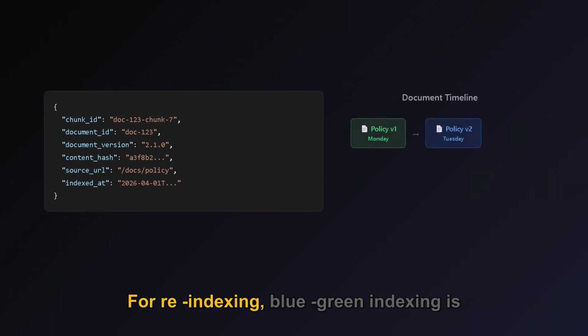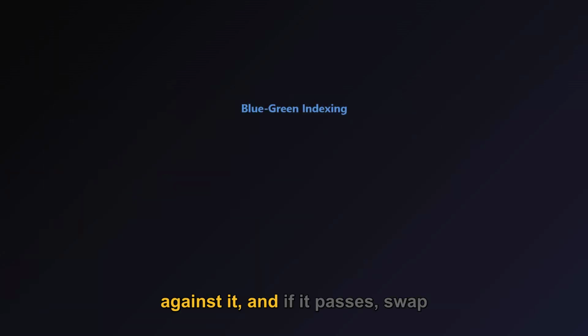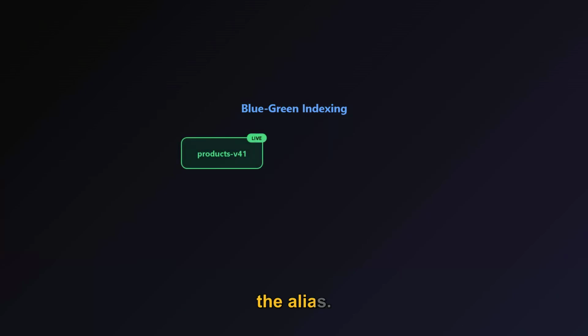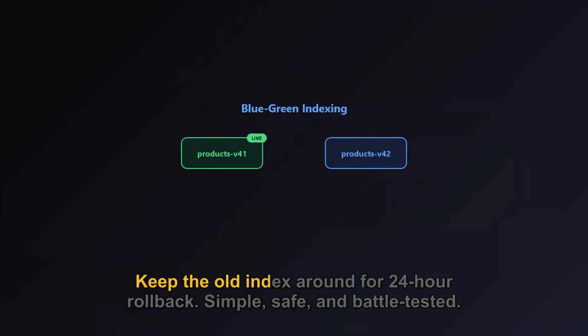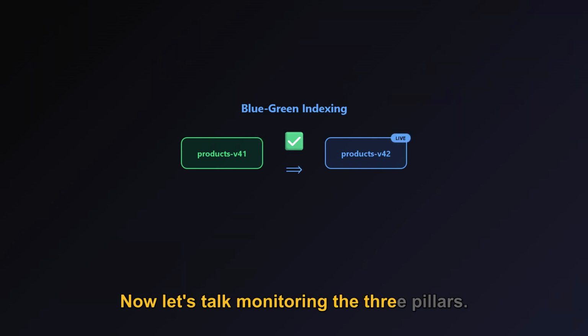For reindexing, blue-green indexing is the gold standard. You never modify the live index. Build a new one, run your test suite against it, and if it passes, swap the alias. Keep the old index around for 24-hour rollback. Simple, safe, and battle-tested. Now let's talk monitoring, the three pillars.